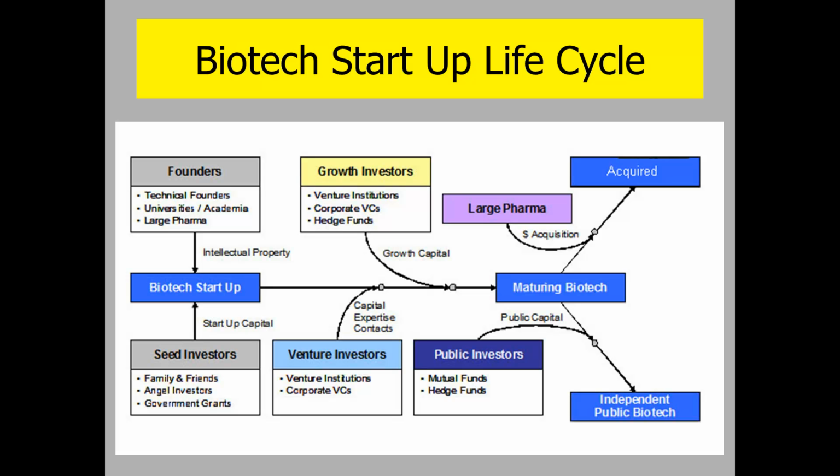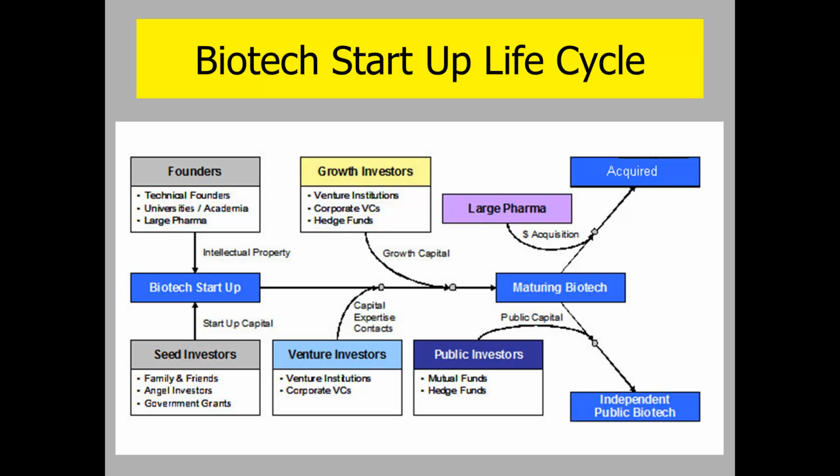So that small biotech startup company, the founders bring intellectual property. They bring the concepts, the ideas, the patents in some cases. And then the seed investors are going to give them some startup capital. Then as they grow, they're going to contact people who are going to be able to continue to invest in the company. And so that initial company, they're going to their family and friends, they're going to angel investors, they might be using government grants, but as they go along they need venture investors.